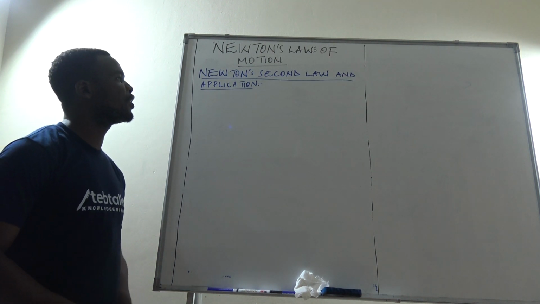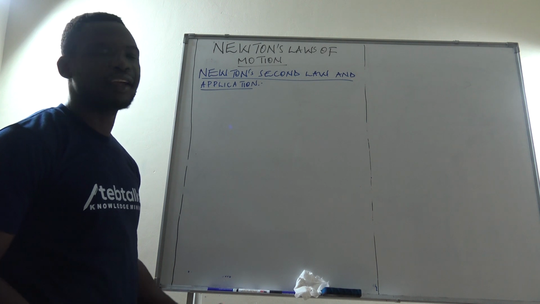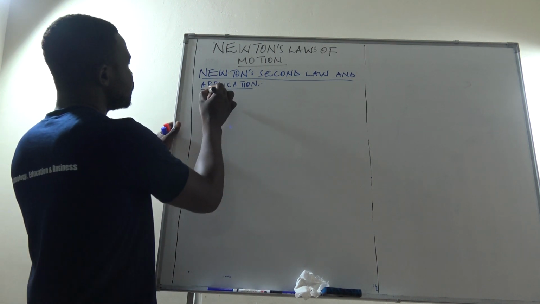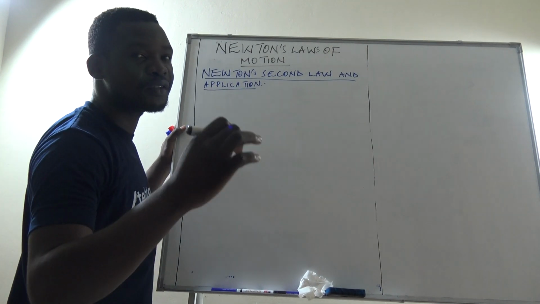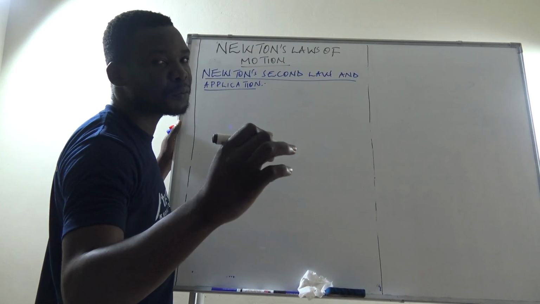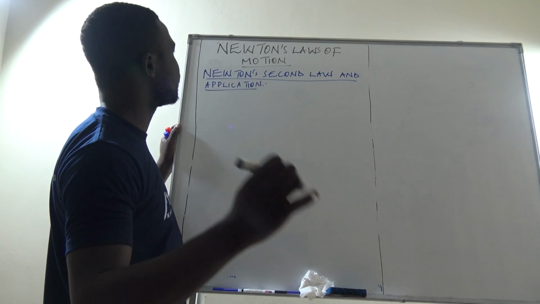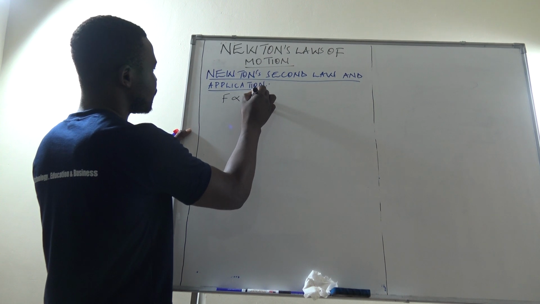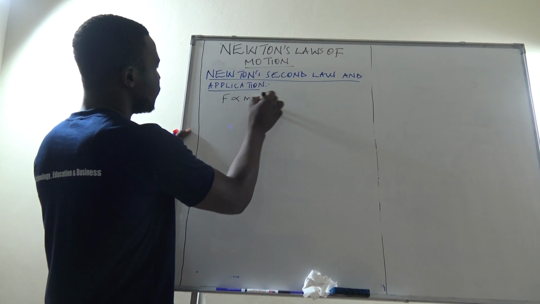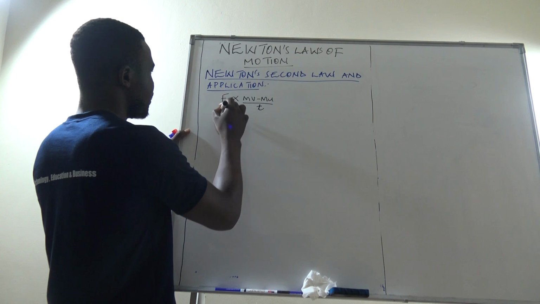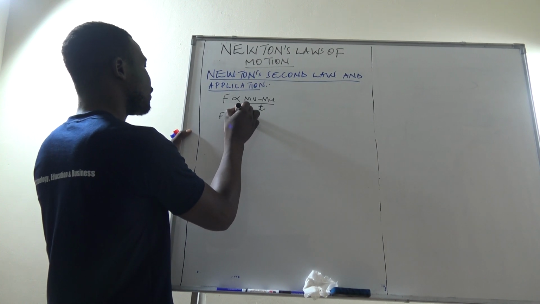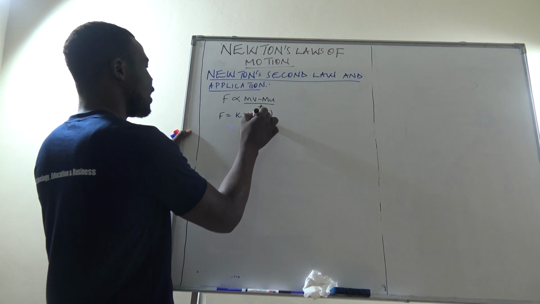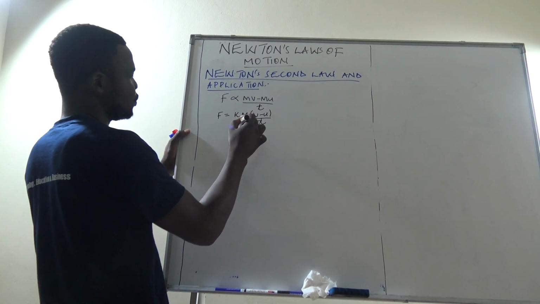In this video, we're going to look at Newton's second law and its applications. But let us remind ourselves that Newton's second law stated that the rate of change of momentum is directly proportional to the applied force. Therefore, we say that the force is directly proportional to the rate of change of momentum. To remove this sign of proportionality, we bring in a constant. And since m is common, we pull it out.